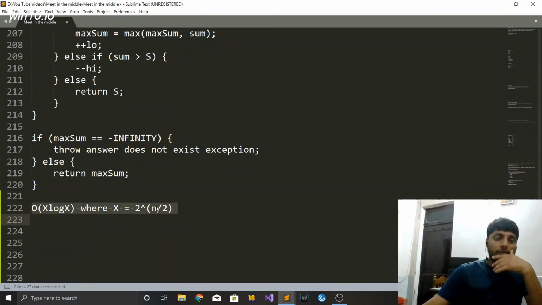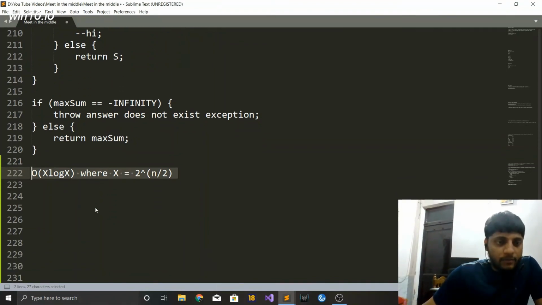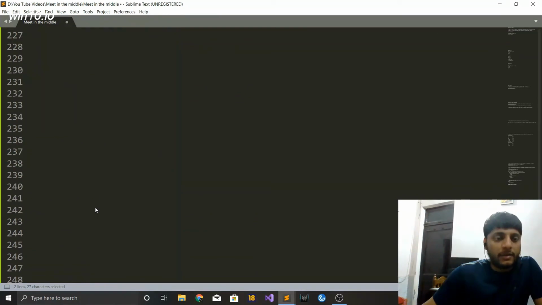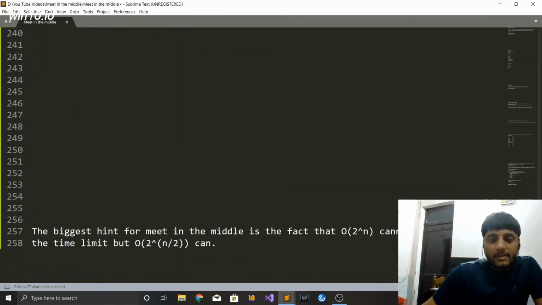So this is your time complexity. So maximum value of n is 40. So n by 2 would be, like, maximum value of n by 2 would be 20. And this you can see can very easily pass the time limit. So yeah, I think that was it. So for meet in the middle algorithm, the biggest hint to know whether you can apply meet in the middle algorithm in any question or not is that if 2 raised to power n cannot pass, but 2 raised to power n by 2 can pass. Okay. So this is the most important for meet in the middle algorithm, that the input size should be small, and small in the sense that 2 raised to power n by 2 should be able to pass.